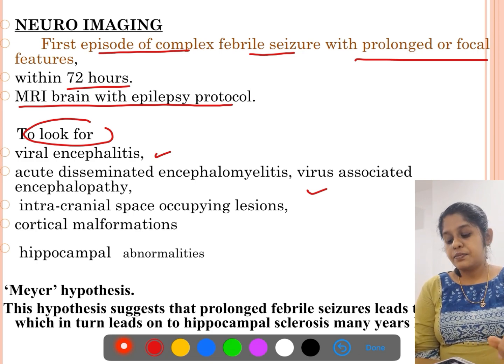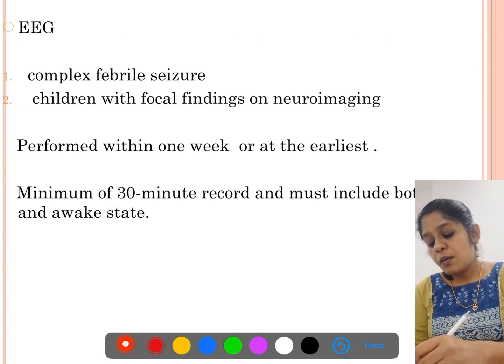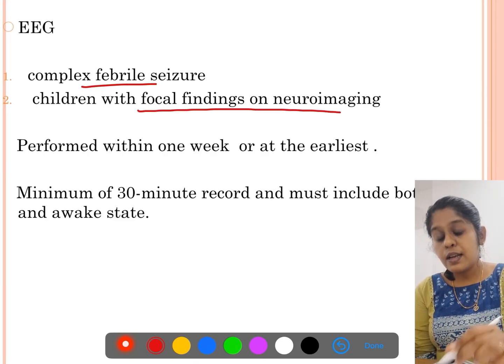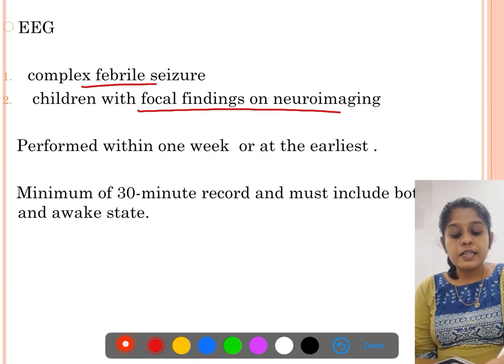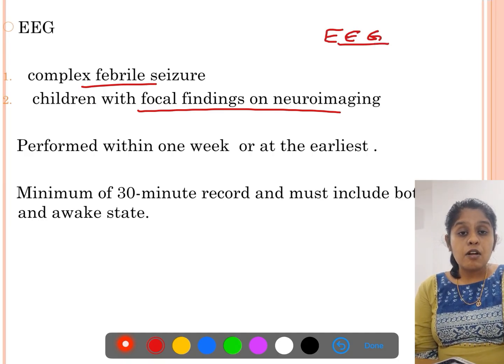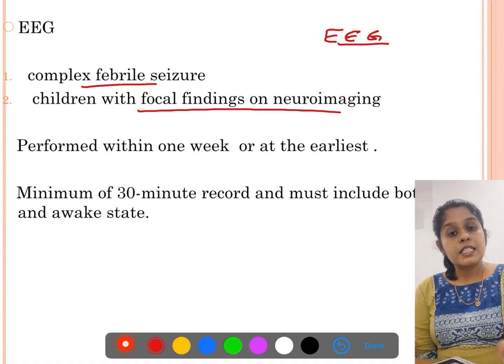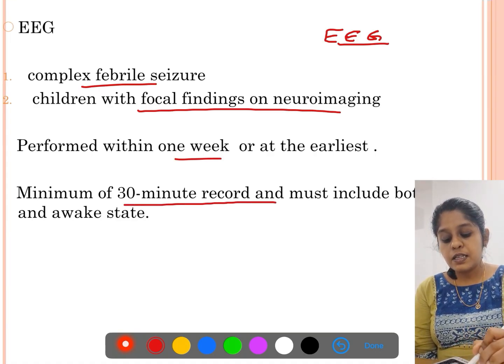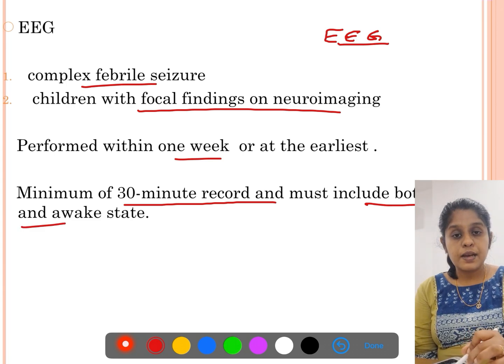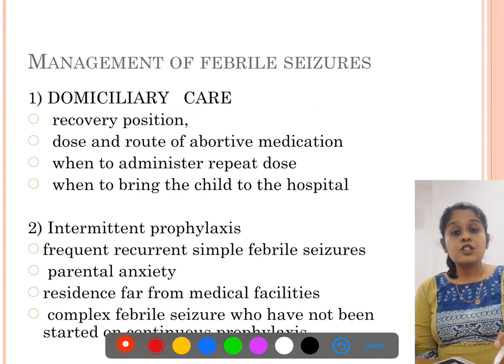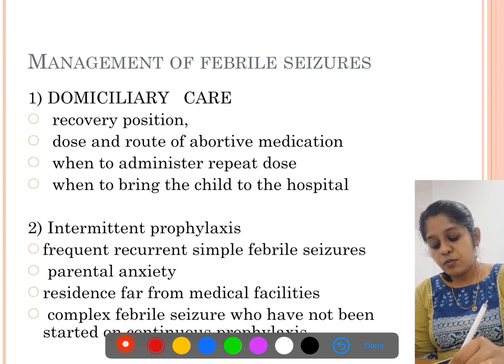Coming to EEG, in complex febrile seizures and children with focal findings on neuroimaging, we definitely will have to do EEG. But one thing we need to know is EEG cannot be used as a prognostication tool, because even if the EEG is normal, there is a high chance that the child can continue to have febrile seizures during fever episodes. It is performed within 1 week or at the earliest, and a minimum 30-minute recording must include both sleep and awake states.